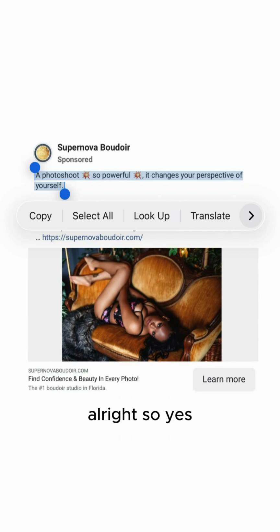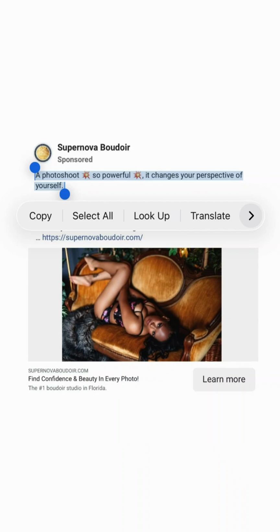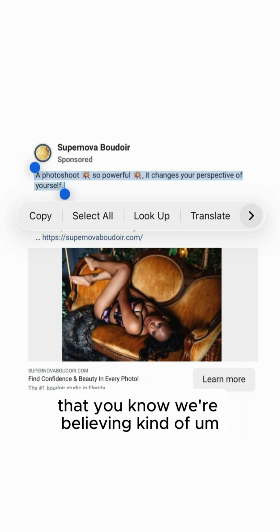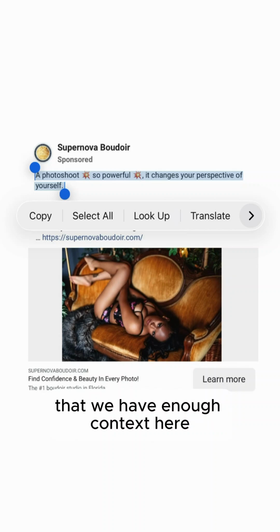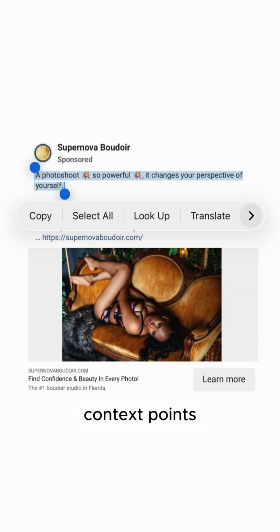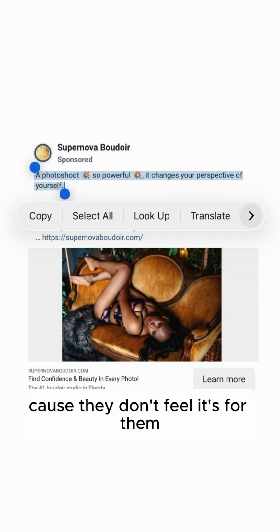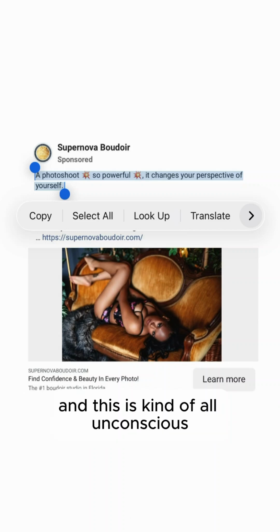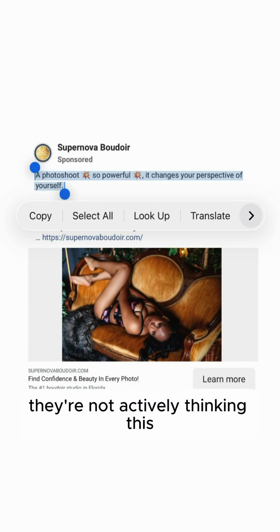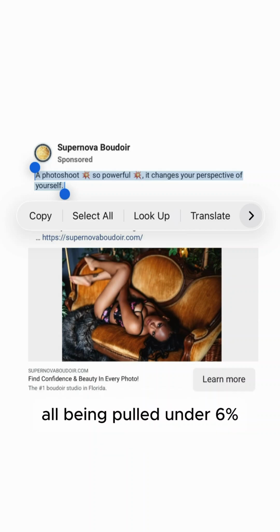All right, so yes, the lack of context mistake. The false belief that caused us to make this mistake is that we're believing that we have enough context here, but it's not. We only got a small number of context points. The consequence of this is way more women going to scroll by our Facebook ad because they don't feel it's for them, and this is all unconscious. They're not actively thinking this. So more women scrolling by, our unique CTRL being pulled under 6%, wasting our money.